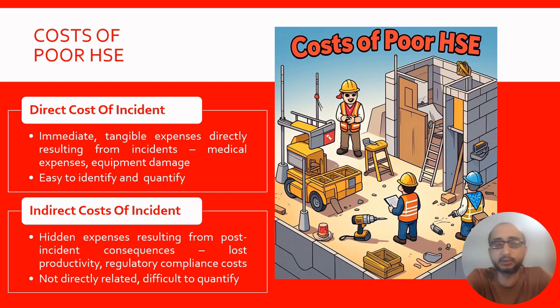Then there are indirect costs. Basically, these are the hidden expenses, or we can say the post-incident consequences. These costs are not directly arising, rather they are hidden, like lost productivity due to the incident. Your worker was absent, and there was production downtime. So the cost due to the downtime is an indirect cost. As indirect costs are not immediately visible and not linked directly to the incident, it can be very difficult to identify or quantify them exactly.